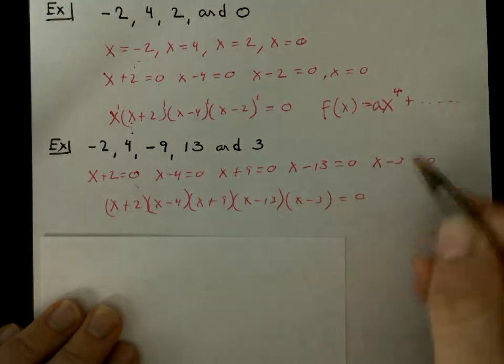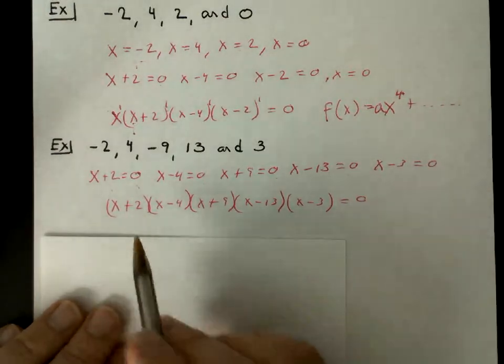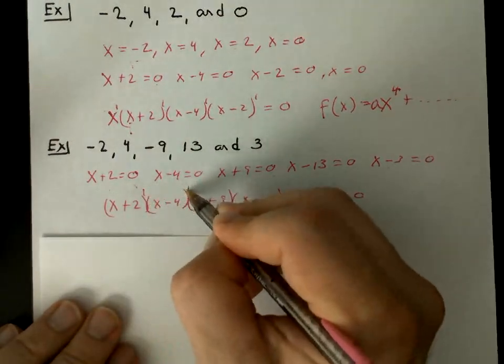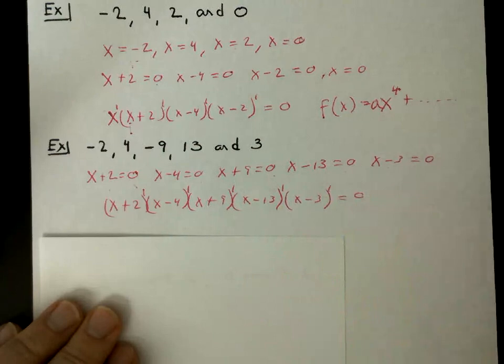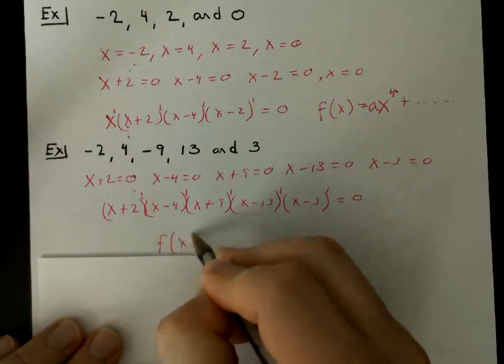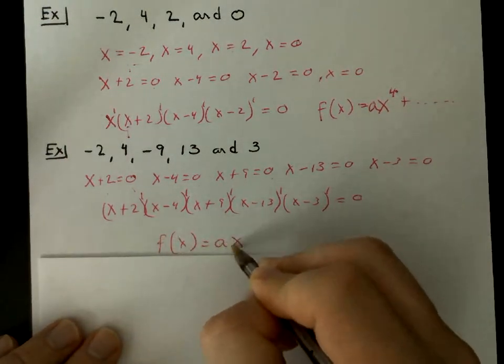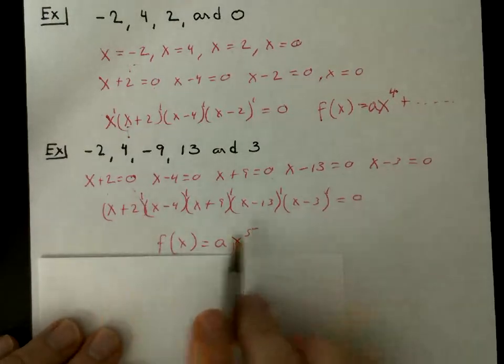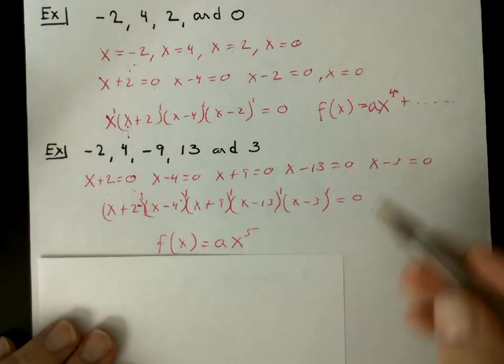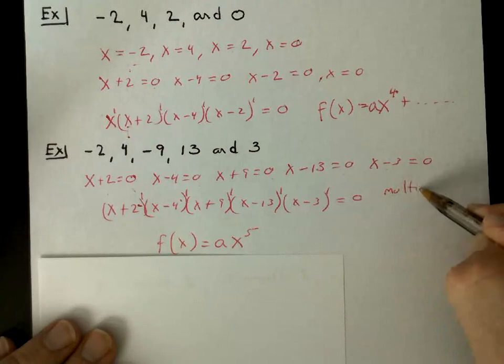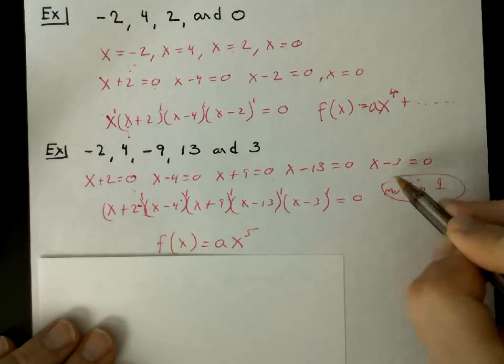Equals 0. And since these have, let's see, there's a 1, there's a 1, there's a 1, there's a 1, there's a 1, we know that our function is going to be f of x equals ax to the fifth, because there's how many degrees? These all have multiplicity of 1.